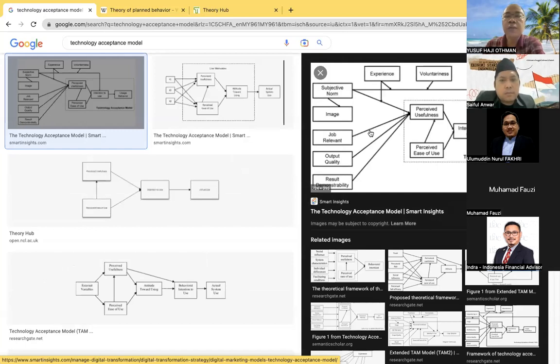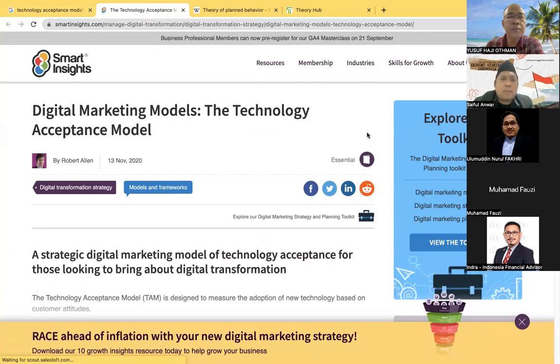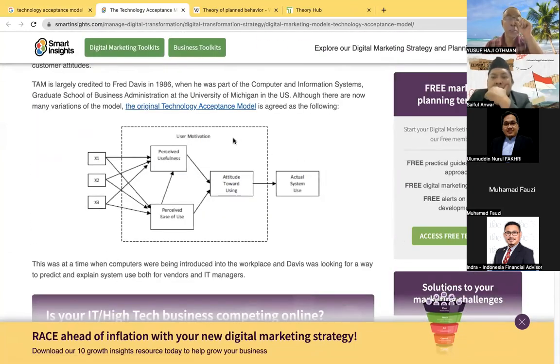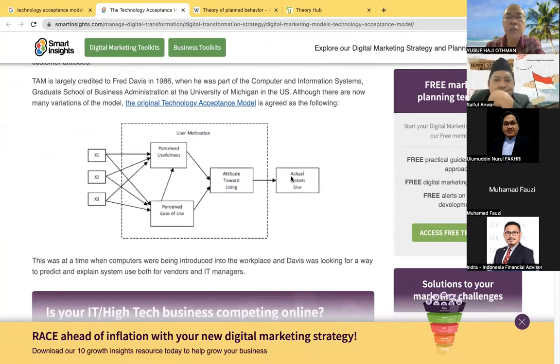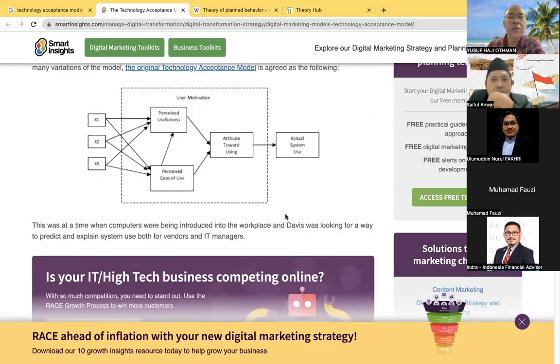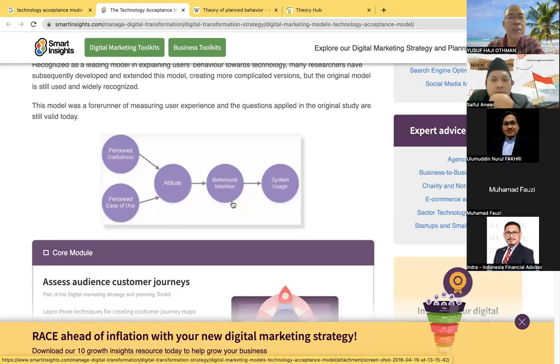So this is an example of the technology acceptance model. This is the original technology acceptance model. It doesn't have intention, but it has actual system use. And then attitude is here, perceived usefulness and perceived ease of use. So some people combine one or two underpinning theories and construct a theoretical framework that is different from others and has some significant contribution to the knowledge. So this is the original and it has some extension. Look at this extension.